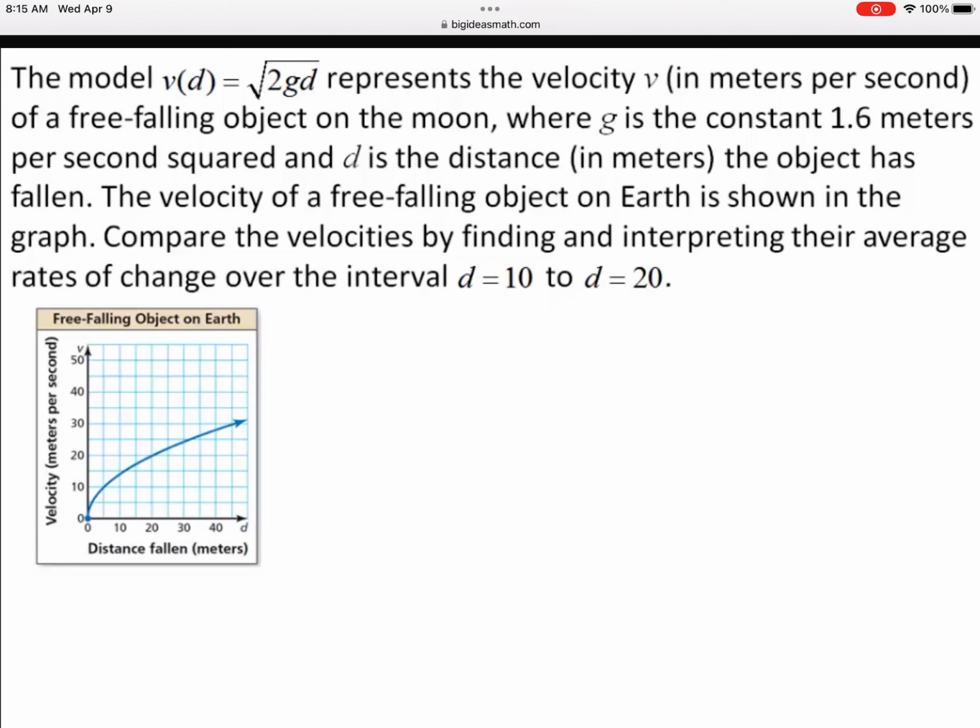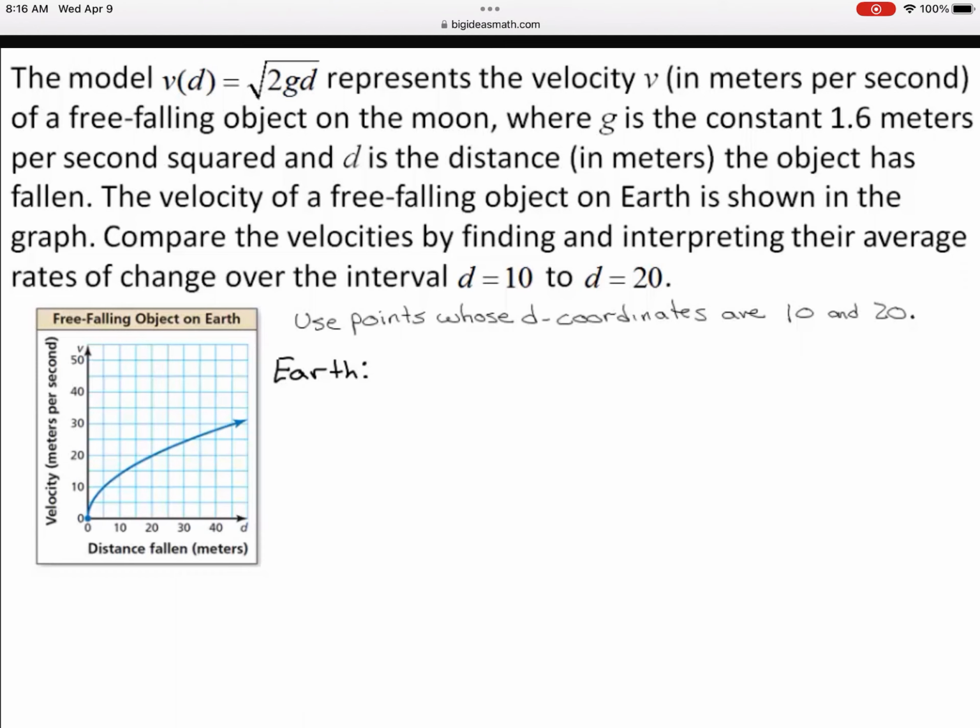Compare the velocities by finding and interpreting their average rates of change over the interval d equals 10 to d equals 20. Use points whose d coordinates are 10 and 20. First find the average rate of change on Earth. Use the graph to estimate the points whose d coordinates are 10 and 20.